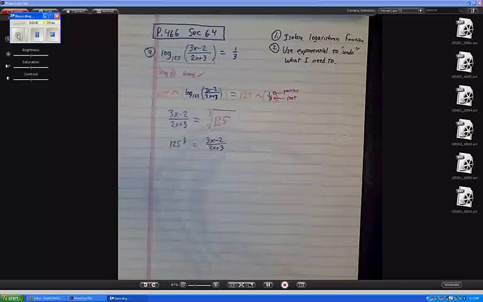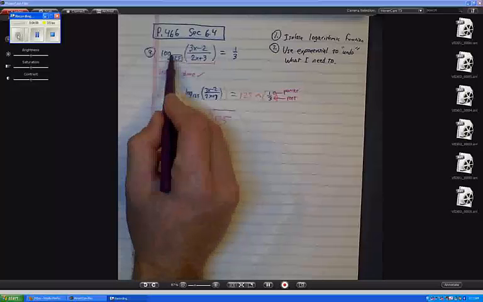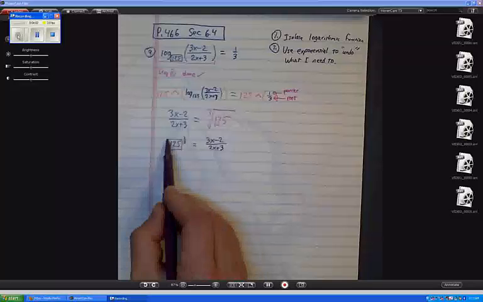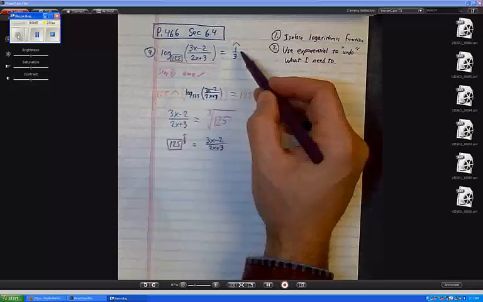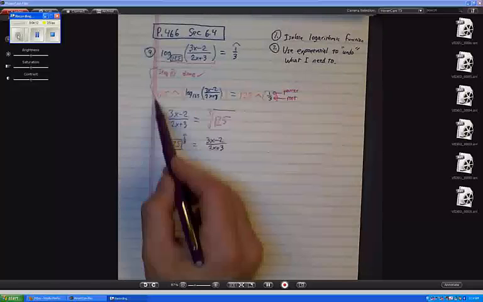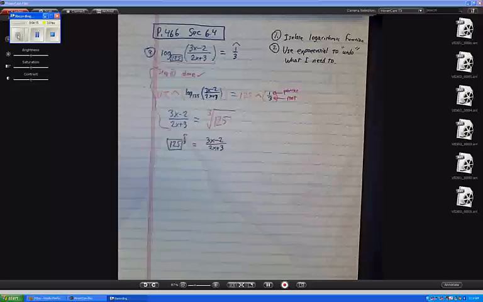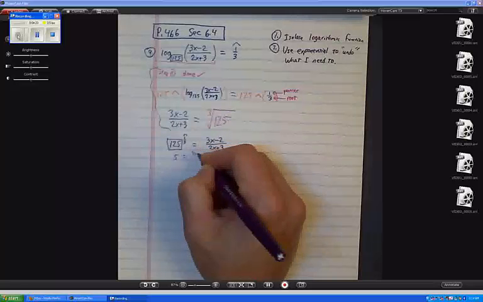Now I'll be honest with you. What I just wrote down, a lot of you would have gone right from the original equation to there. Just because of what we've done before, right? Here's the base. Where does that go? Right here. There's the fraction. Where does that go? Right there. Because base to the exponent equals what's inside. Right? So if you want to skip all this, I'm okay with that. But I'm trying to explain where it comes from so you understand. So now I get 5 equals (3x minus 2) over (2x plus 3).